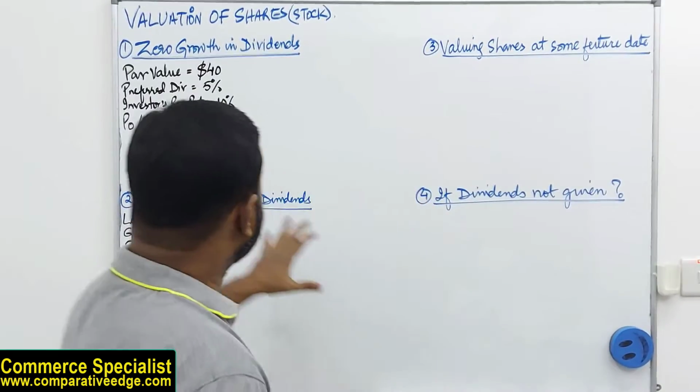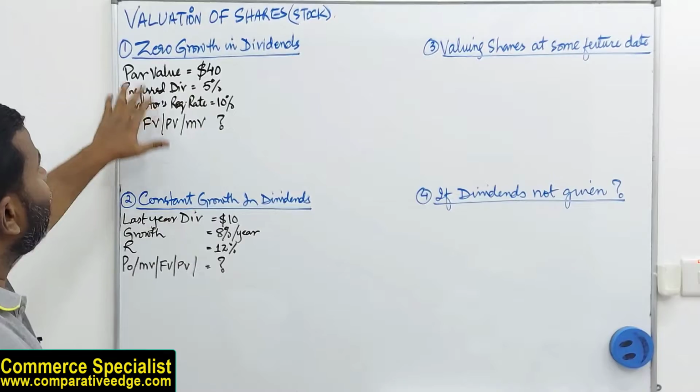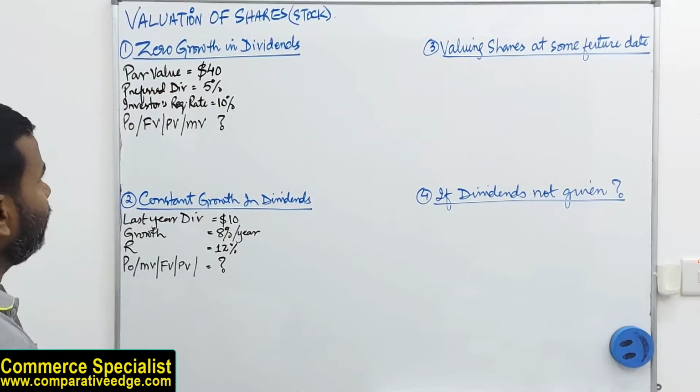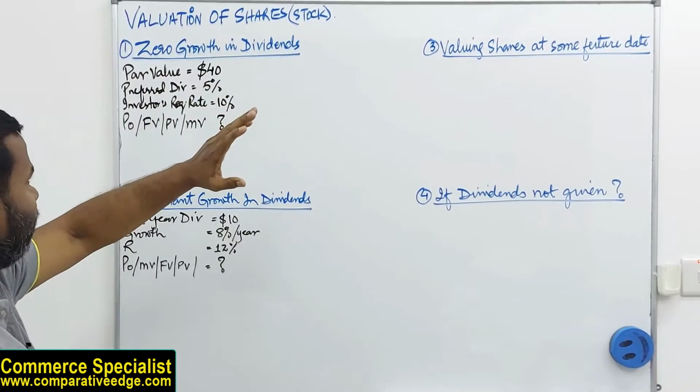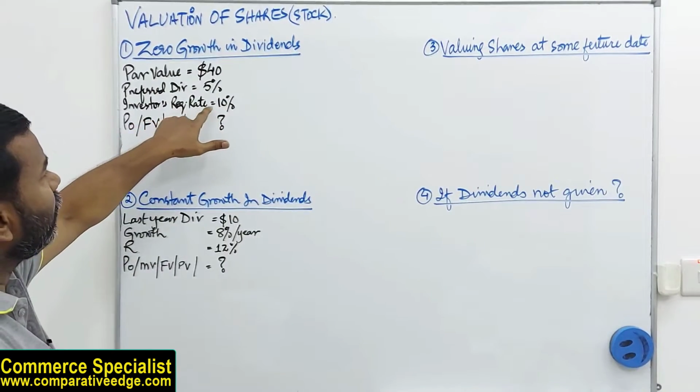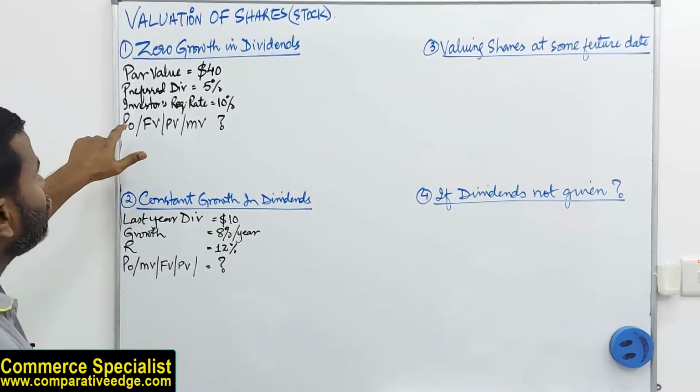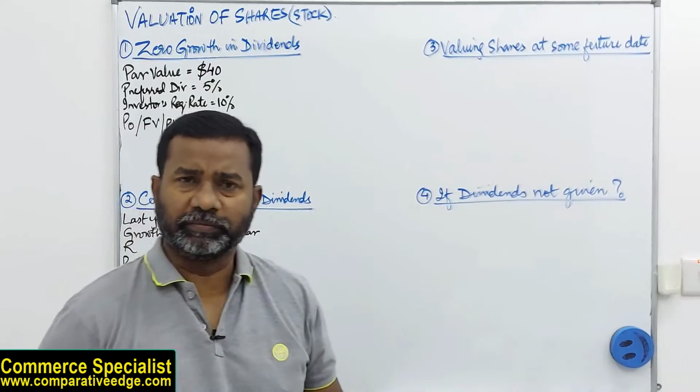So here in this question, I've given some details. Par value of a preferred stock is $40. Dividend paid is 5% every year forever. Investors' required rate of return is 10%. In that case, what will be the present value of the share?